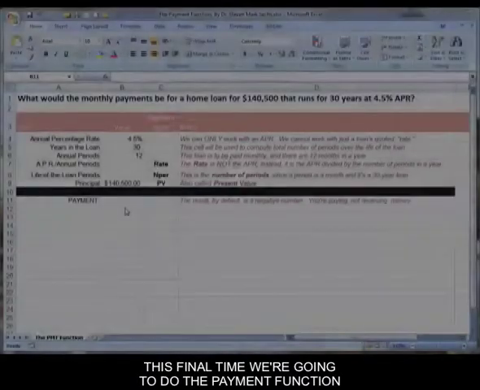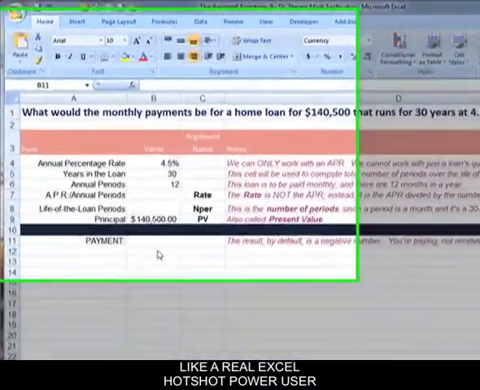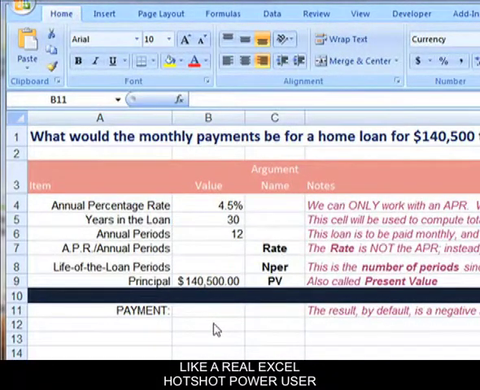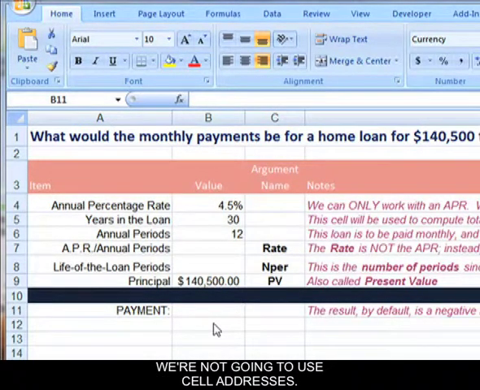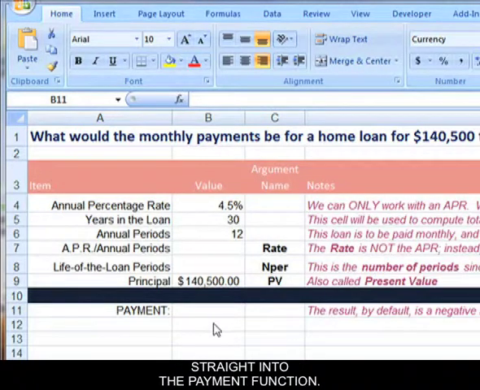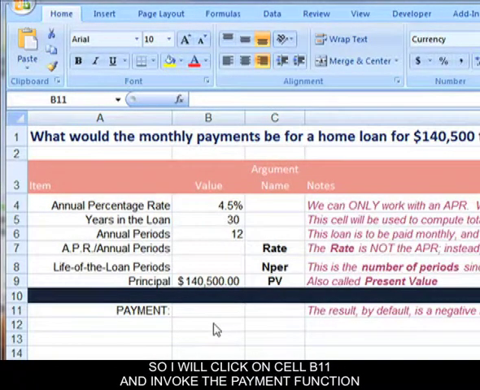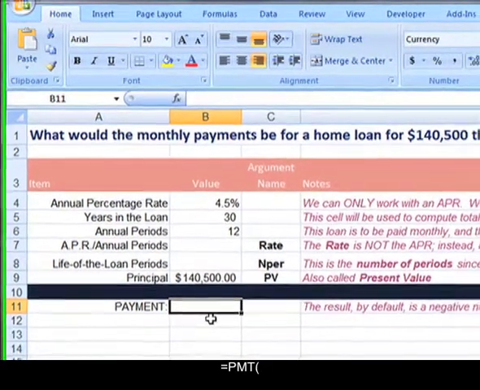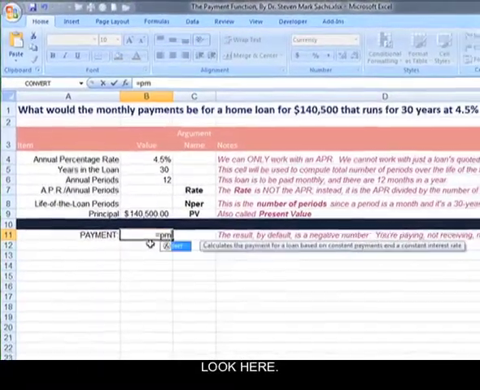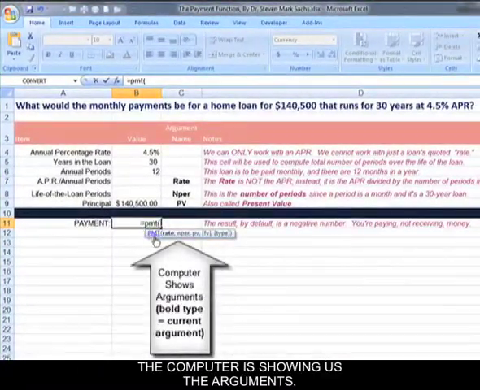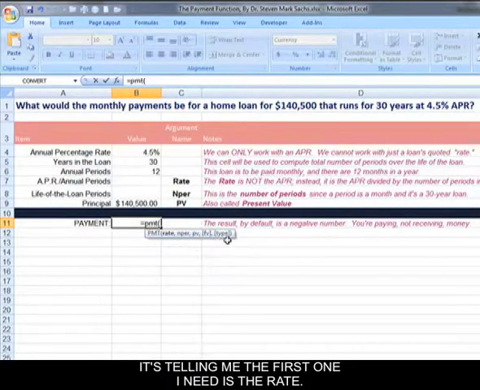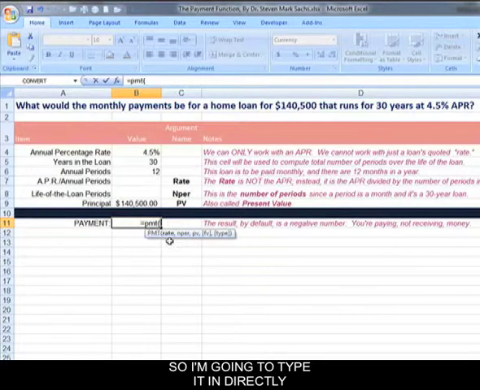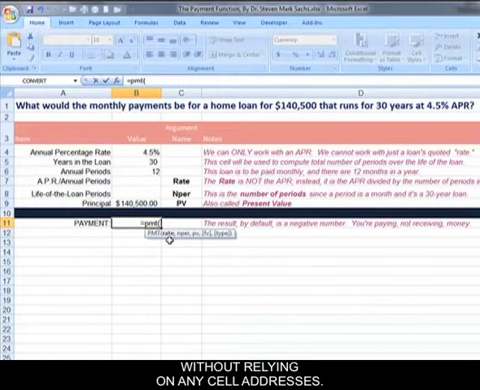This final time, we're going to do the payment function like a real Excel hotshot power user who already knows what the arguments are. We're not going to use cell addresses. We're just going to type everything straight into the payment function. So I will click on cell B11 and invoke the payment function, equals PMT open parenthesis. Look here. The computer is showing us the arguments. We're not going to do the bracketed optional arguments. It's telling me the first one I need is the rate. So I'm going to type it in directly without relying on any cell addresses.